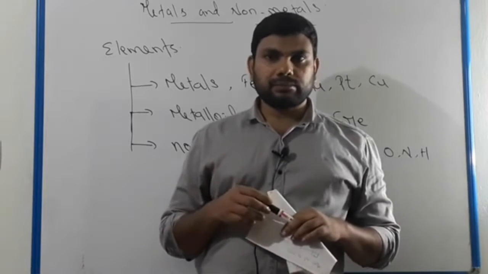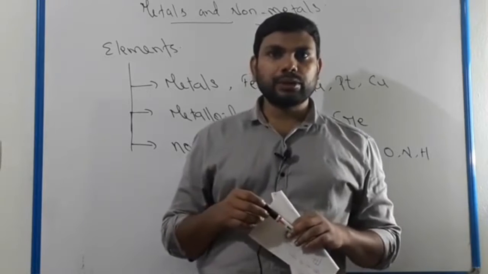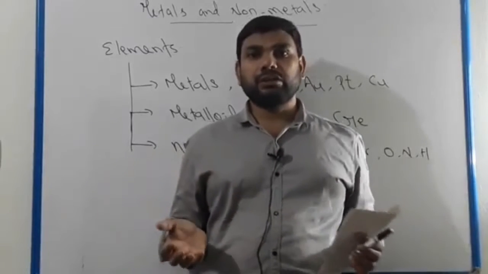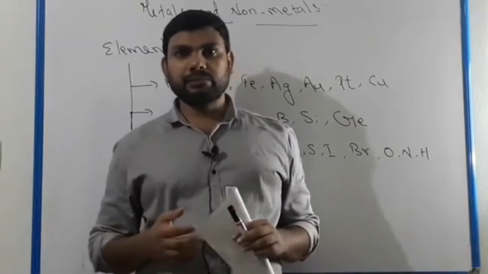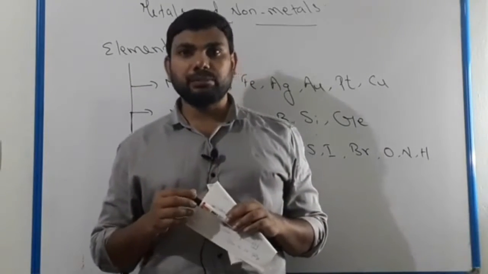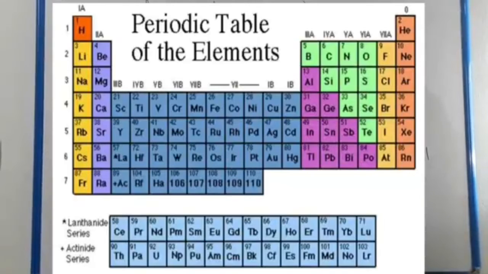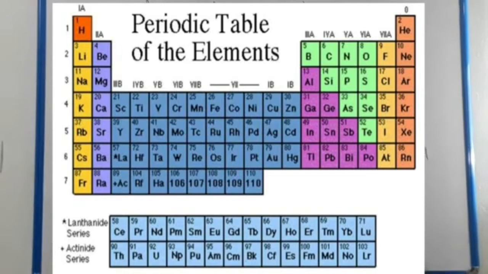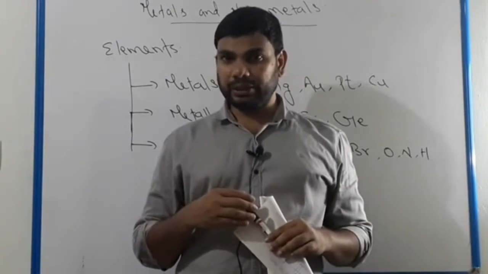Metals and non-metals. There are many elements in nature, and there are different types of elements. These elements are included in a table called the periodic table. See here, this is the periodic table. In this periodic table, you can see there are different types of elements: metals, non-metals and metalloids. These are the major types of elements in the periodic table.